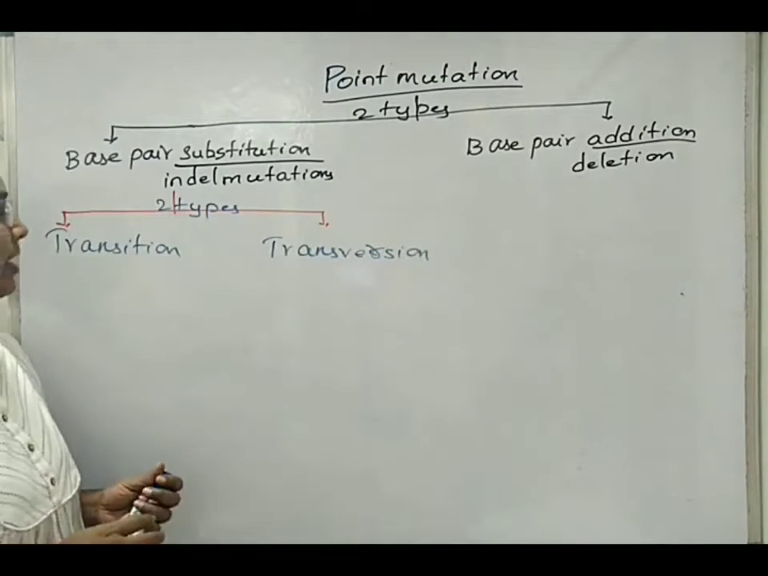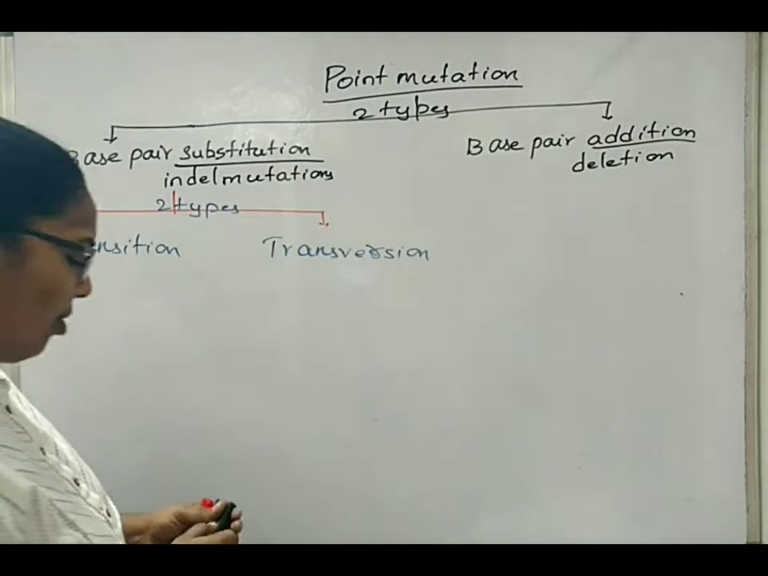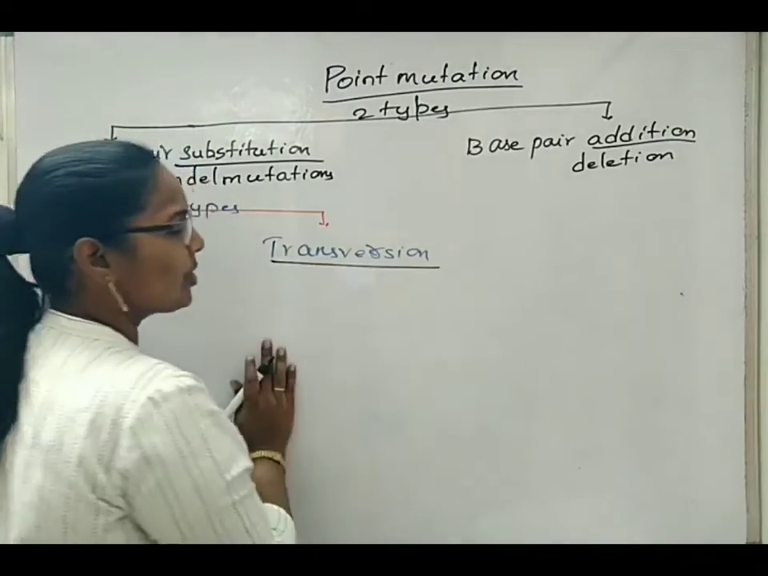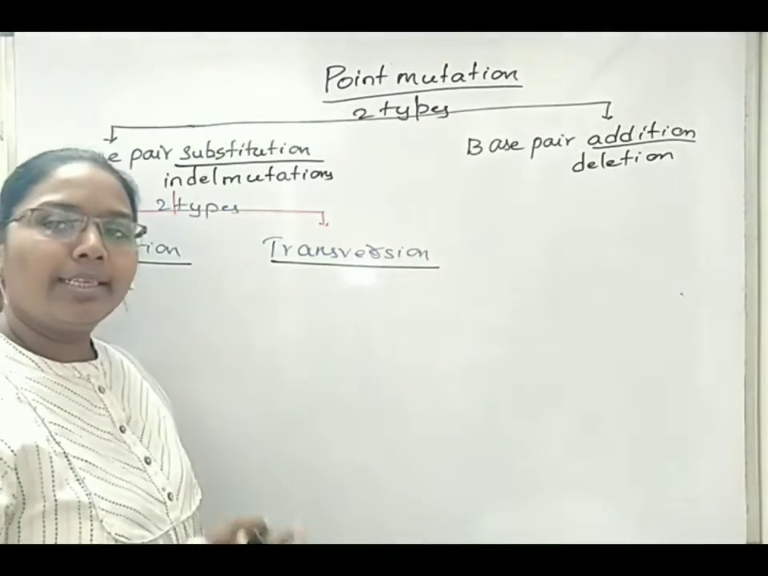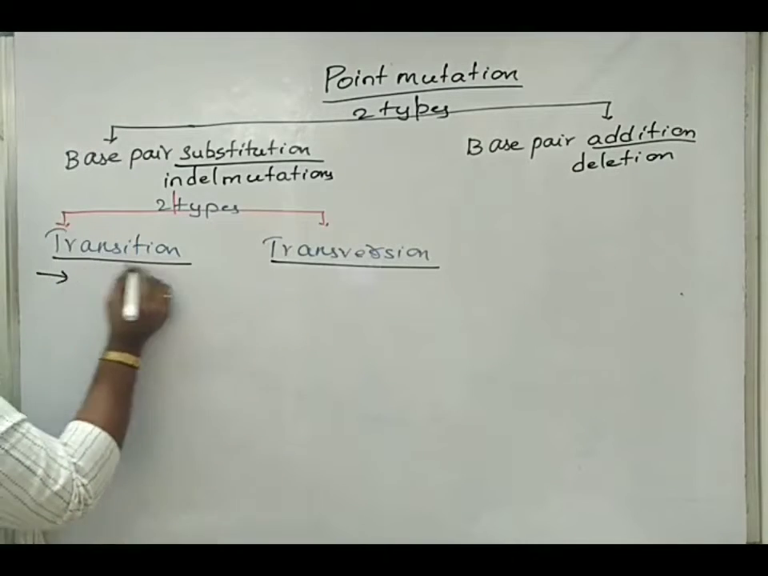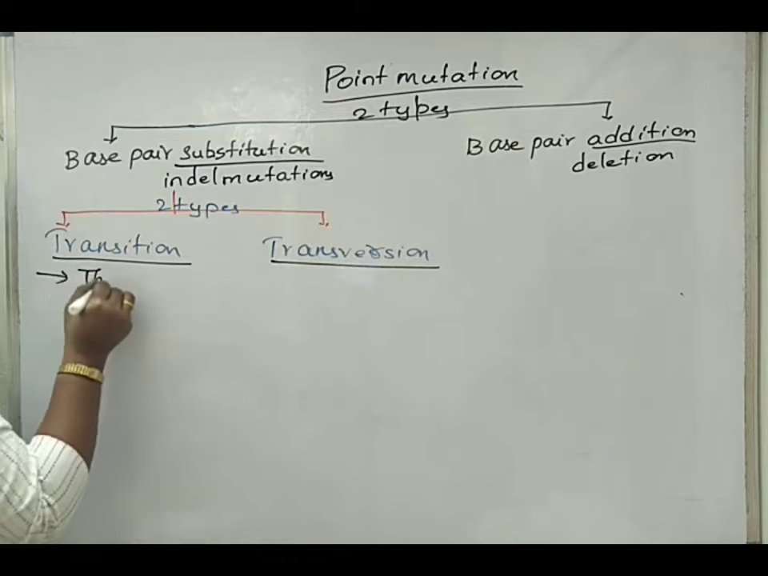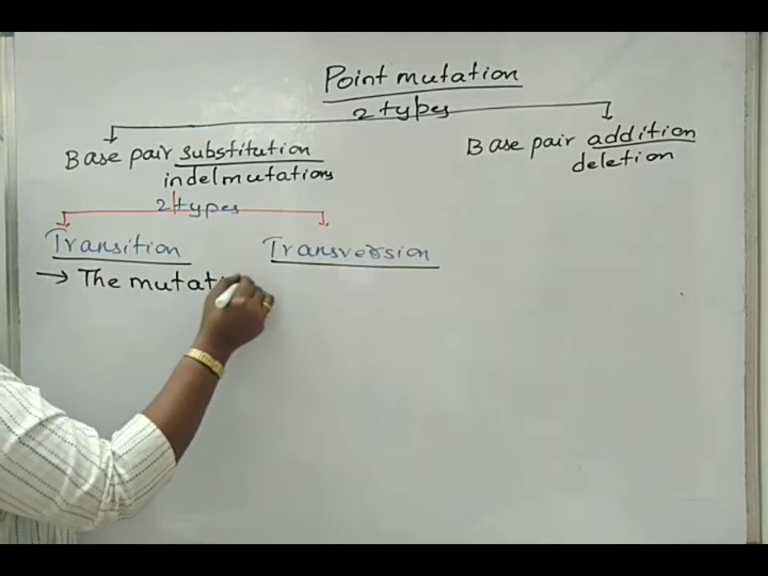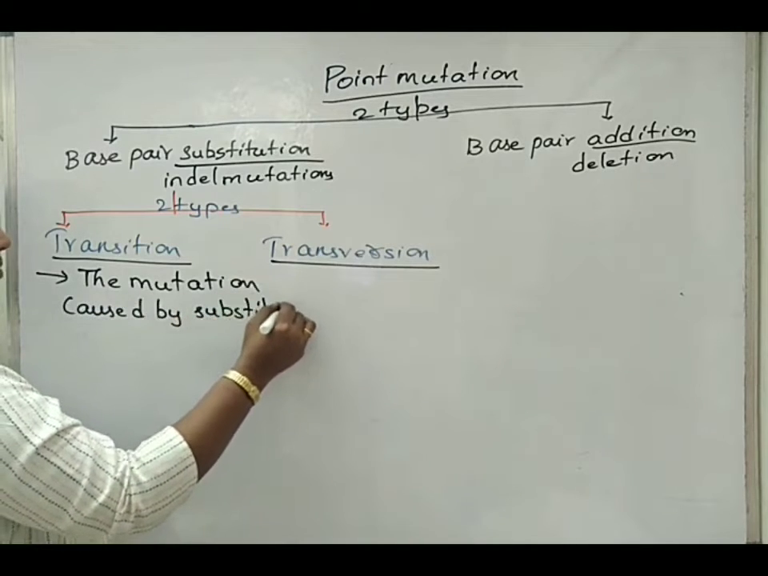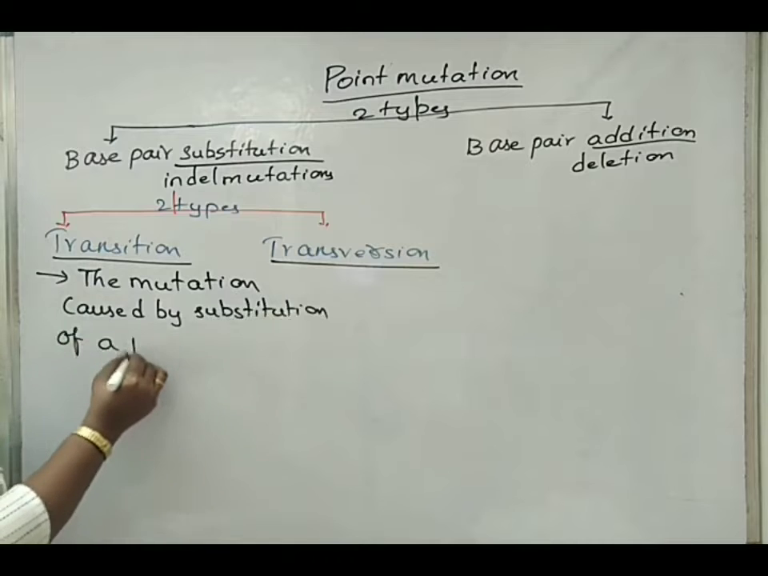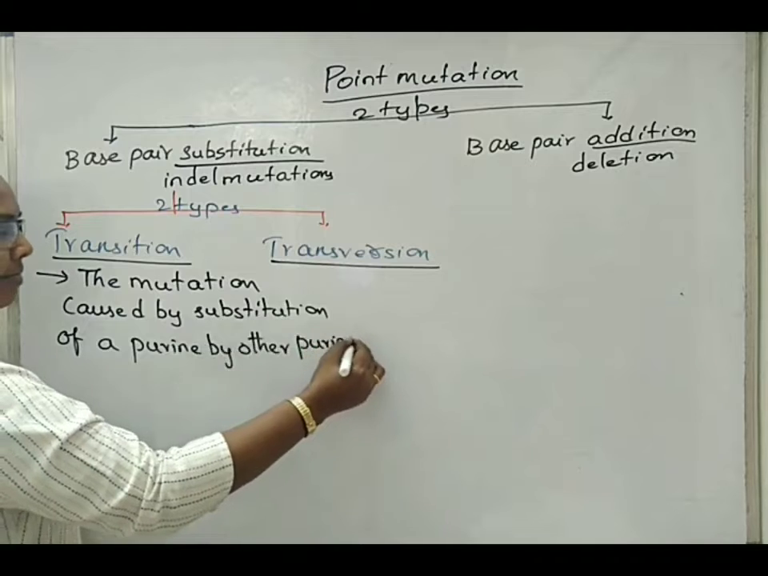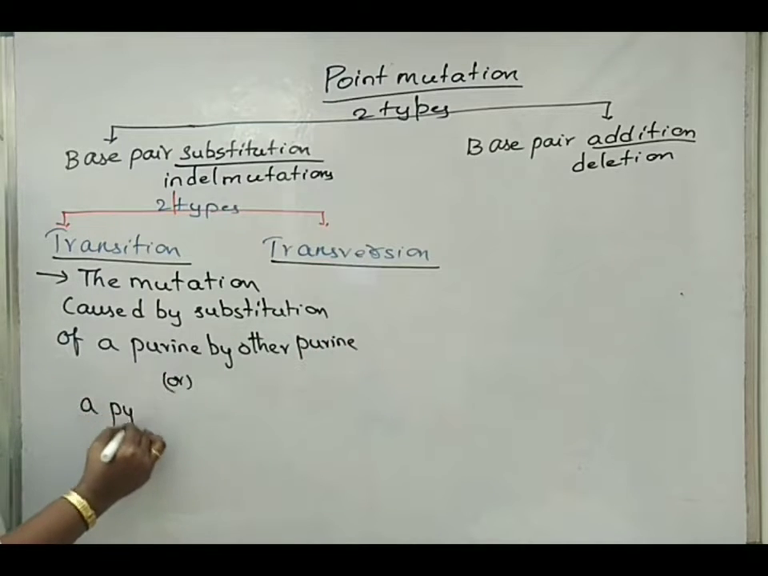Now, this transition type of mutations means the substitution of one purine by other purine or one pyrimidine by other pyrimidine. But in case of transversion, one purine which is normally present can be substituted by a pyrimidine. So here I am going to write the meaning of the transition mutation: the mutation caused by substitution of a purine by other purine or a pyrimidine by other pyrimidine.